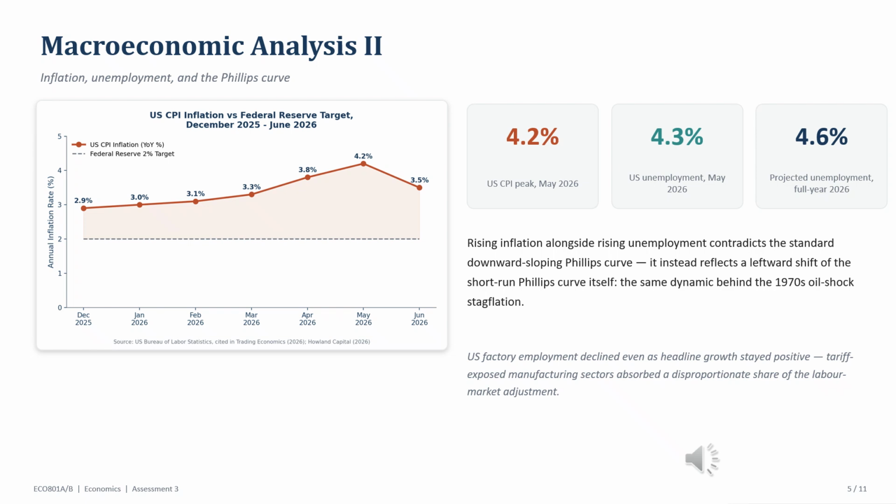In conclusion, the combination of rising inflation and relatively high unemployment highlights the difficulty faced by policymakers. Controlling inflation through higher interest rates may reduce demand, but it may not directly solve inflation caused by supply side problems. Thank you.